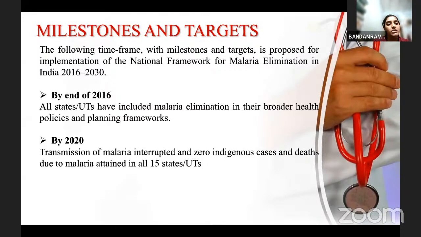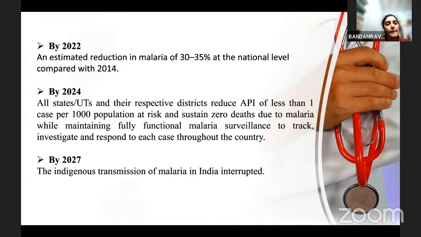By 2020, the transmission of malaria is interrupted and zero indigenous cases and deaths due to malaria attained in all 15 states and union territories. Next, please. By 2022, an estimated reduction in malaria of 30 to 35% at national level compared with 2014.